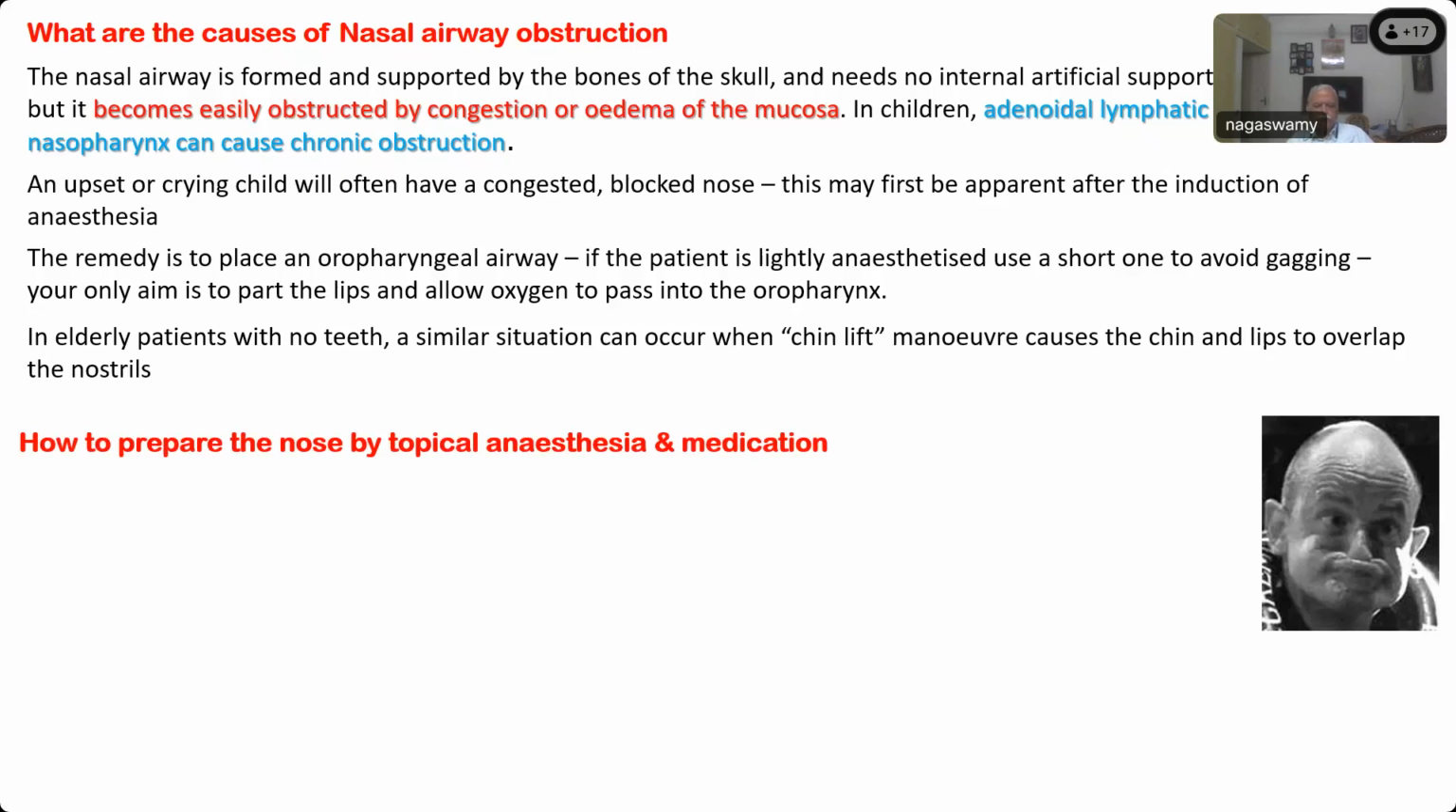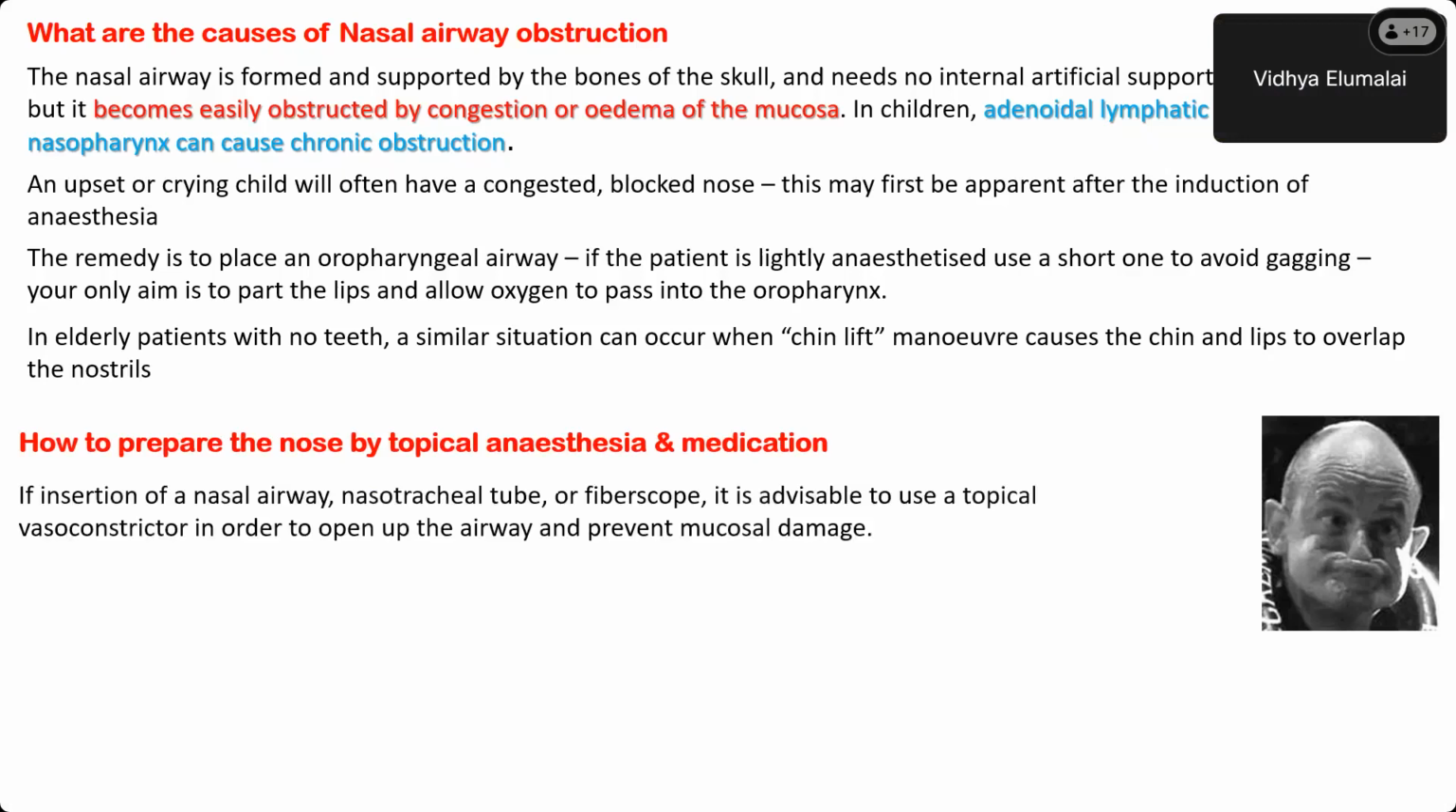We can give vasoconstrictor nose drops, using local anesthesia, one at a time. Anterior nasal packing, using topical anesthesia, before insertion of a nasal airway, nasotracheal tube, or a fibroscope. It is advisable to use a topical vasoconstrictor in order to open the airway and prevent mucosal damage.